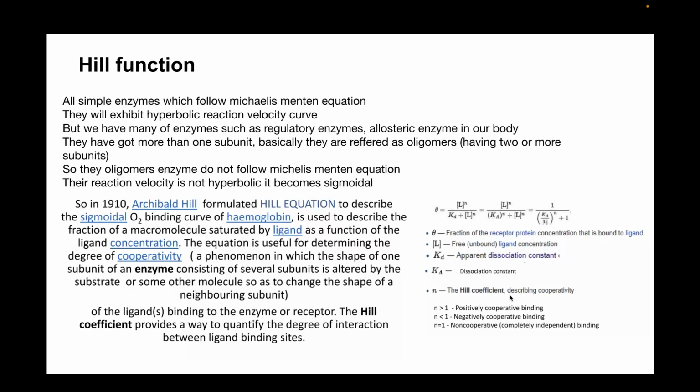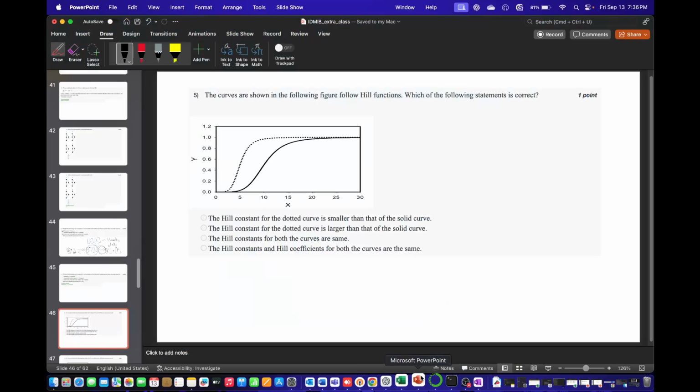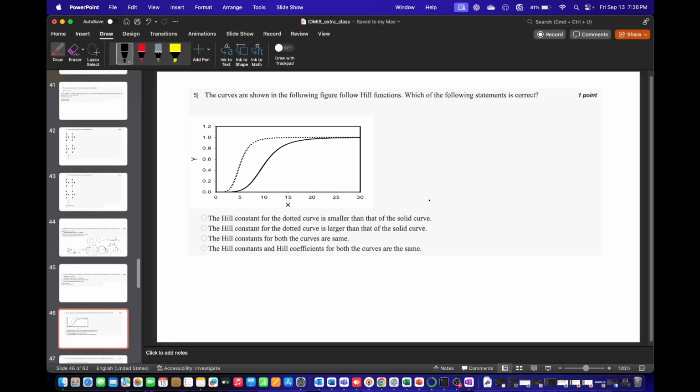is the Hill coefficient, which describes the cooperativity. If it is cooperative binding, n is greater than 1, and if it is non-cooperative binding, n is less than 1. So the Hill coefficient provides a way to quantify the degree of interaction between binding ligands. The higher the value of the Hill coefficient, the higher is the affinity of the complex to be together. So you are asked here, what is the difference in the Hill coefficient between these two curves?